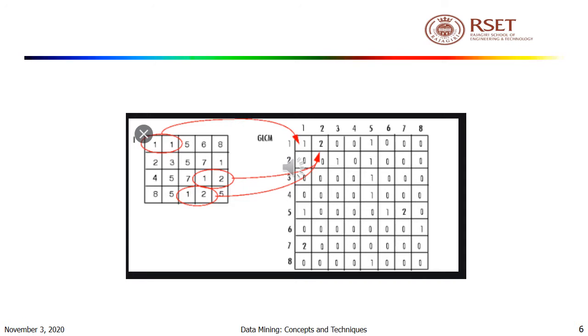Let's check whether any 1 2 is available. Yes, there are 2 occurrences, so the count is 2. And check whether there is any 1 3. There is no 1 3, so you can put it as 0. So this is a gray level co-occurrence matrix, and from this matrix you can extract different texture features. What are the different features we can extract? I will explain in the coming slides.